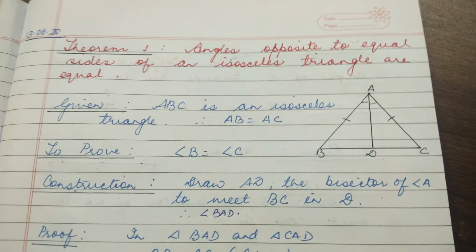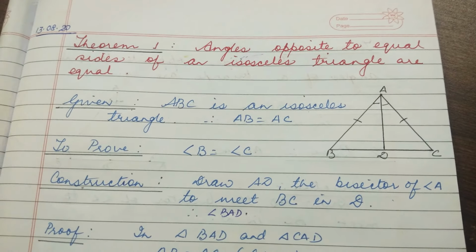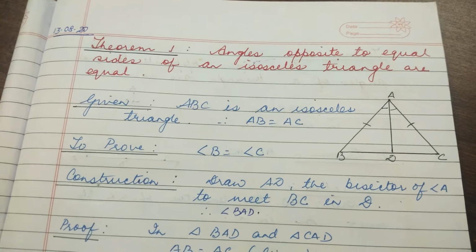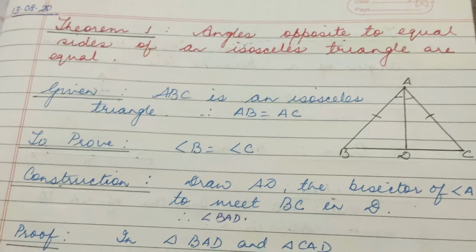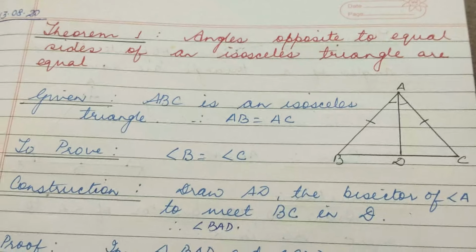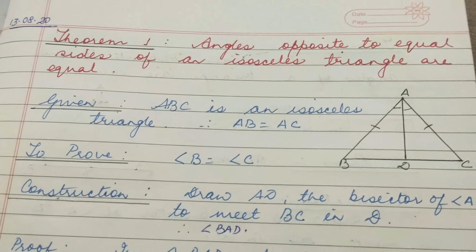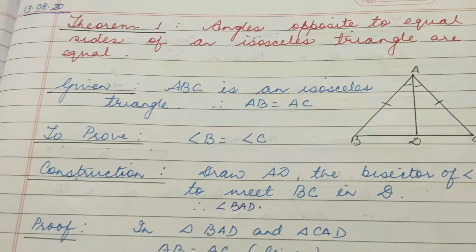The first theorem is: angles opposite to equal sides of an isosceles triangle are equal. You must have known what an isosceles triangle is. It is a triangle in which two sides are equal. So let us prove this.